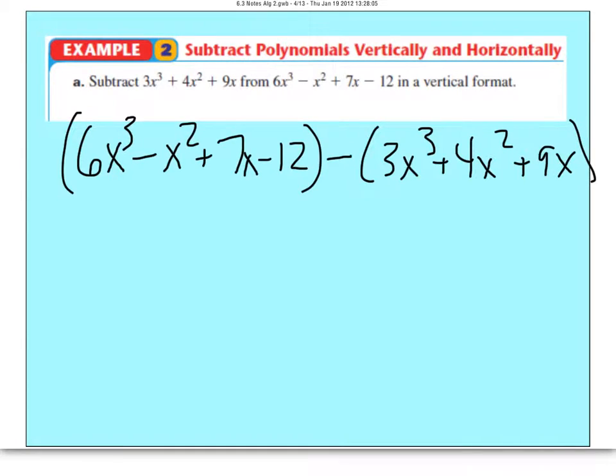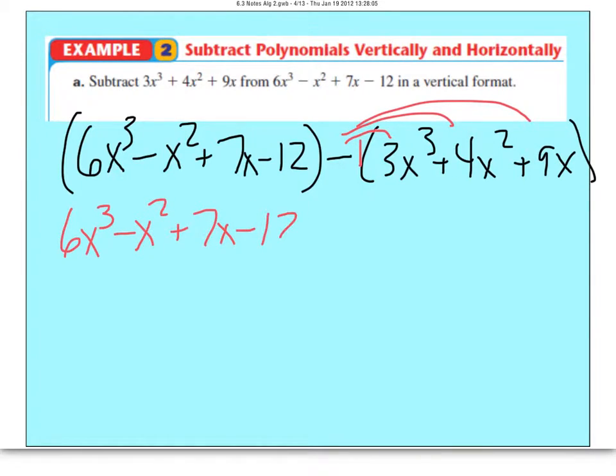Now this is very similar to addition, except this time you have to be careful. This really here is just a negative sign, or a negative 1 if you want to look at it. That negative sign must be distributed to everything here. So we will have this original polynomial first. I'm going to do a negative times a positive 3x cubed, negative 3x cubed. A negative times a positive 4x squared is negative 4x squared. And a negative times a positive 9x is negative 9x.